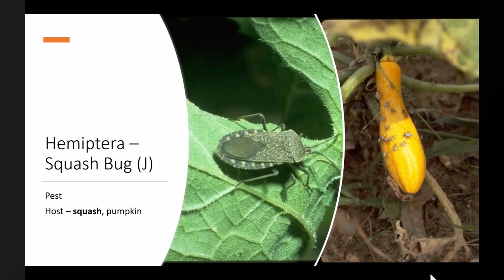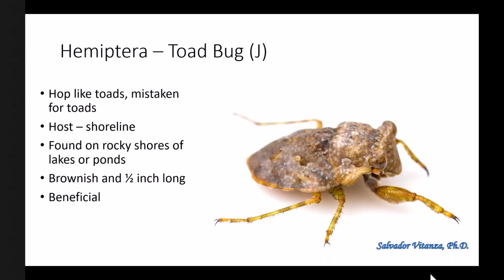Toad bugs are a small insect that's only about 1/2 inch long. It's kind of warty and bumpy. It looks to be the color of a toad. It has eyes like a toad. It can even hop like a toad. So it kind of mimics a toad, which is what gives it its name.